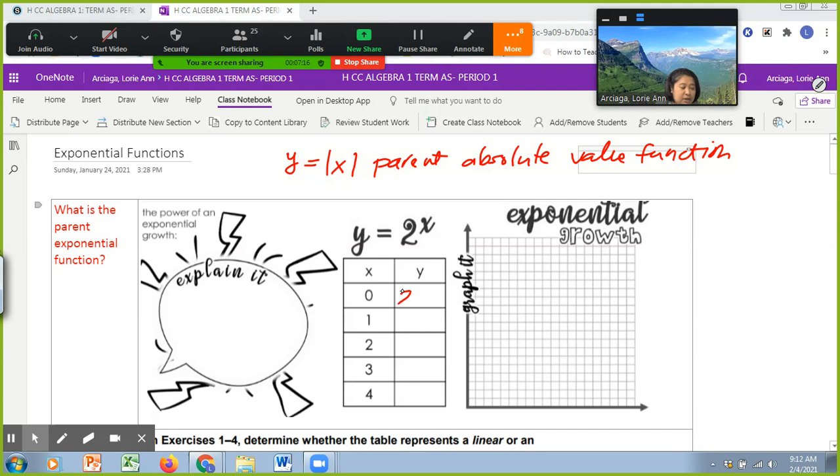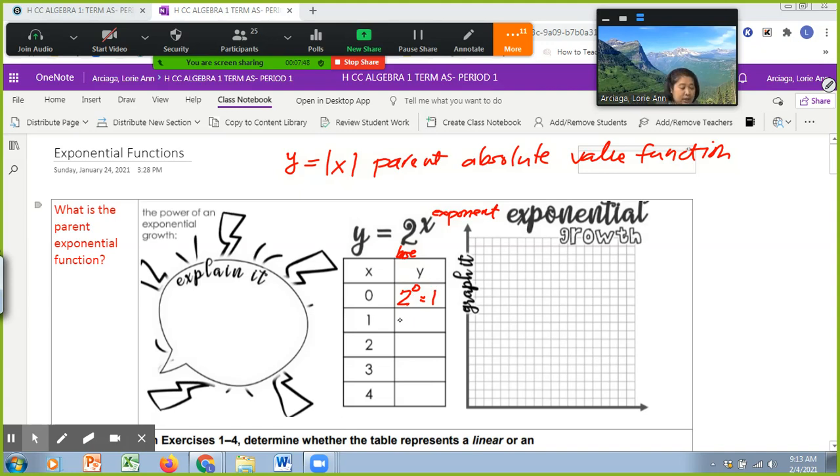So let's look at 2, which is the base, right? So this is your base, and this is your exponent. Now we're going to find the y. So 2 to the 0, what is that? In the chat pod. Anything raised to 0 becomes 1. So that's 1, that's the zero property of exponents.